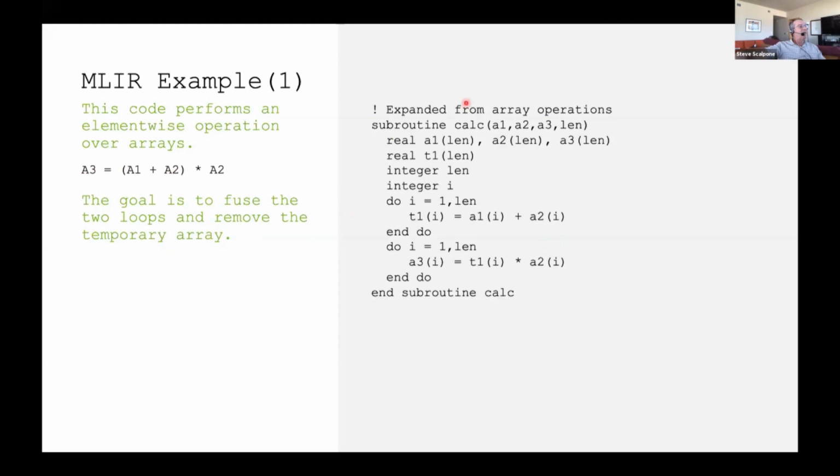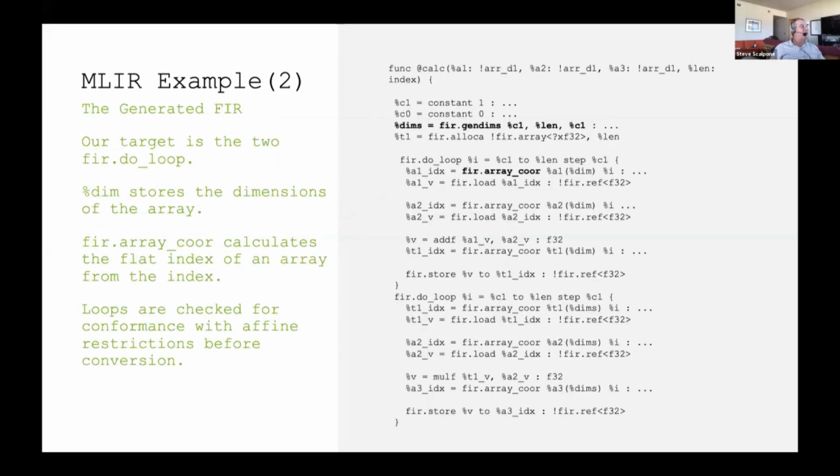So if we write this out in regular Fortran, we see there's two loops. Here's the first addition, then here's the second one with the multiply, then it returns the value back. And so we'll show the generated FIR for that. So basically you can see that there's two loops. Here's loop 1, here's loop 2. The dimensions were created up here. And this operator, fir coordinate, takes a dimension and linearizes that into a regular base plus offset address.